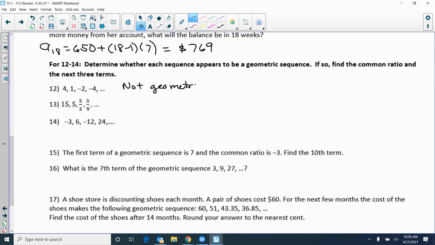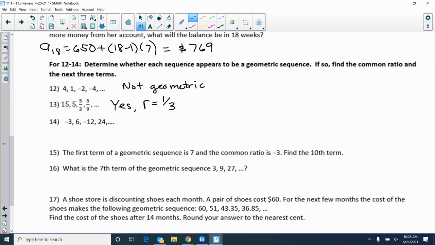Evan, how about 13? It is, and what's my R? What do you think? 3. Not 3, because you got to go from left to right. You got to multiply 15 times something to get 5, and 15 times 3 would give you 45. Negative, it would be negative 45. Zach? 1/3. R equals 1/3. So you want to go the term on the right divided by the term on the left to get those answers.